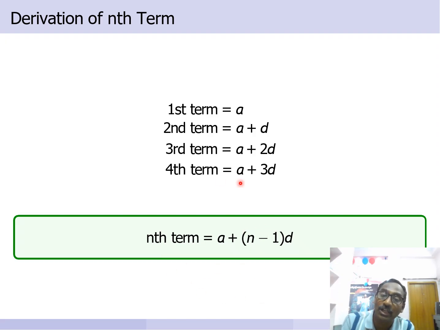So what is nth term formula? a plus n minus 1 into d. If you know first term and common difference, then you can find 10th term, you can find 20th term, you can find 100th term, any term you can find. Got it?